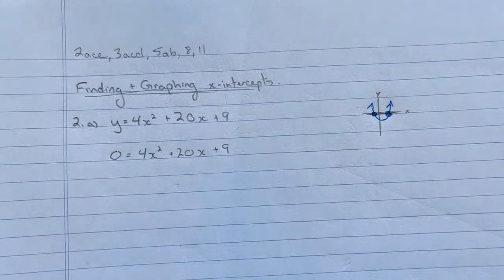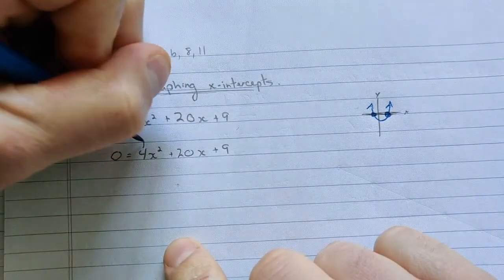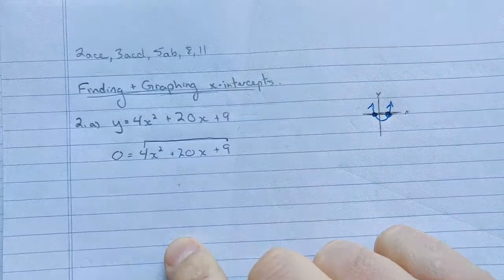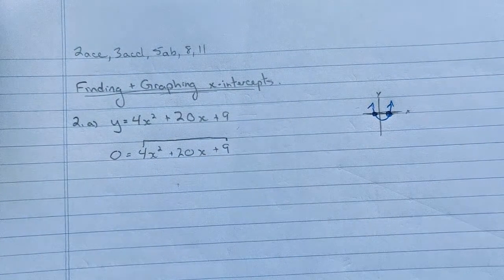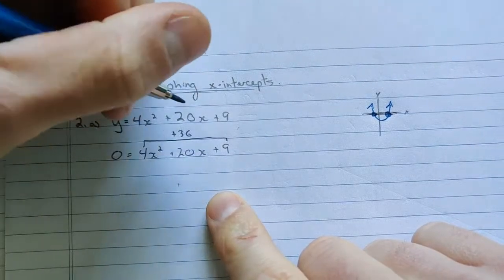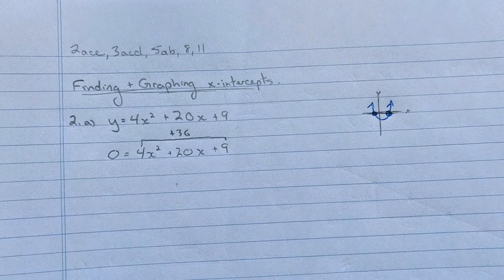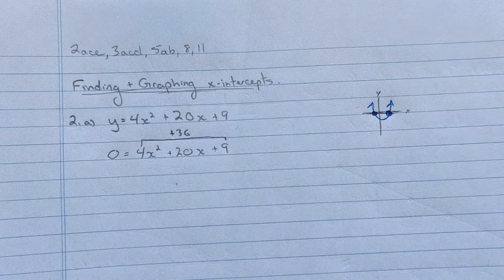In this case, there isn't a common factor between the terms, so what we need to do is multiply that first and last term again. So 4 times 9 gets 36, positive 36. We need two numbers that will multiply to positive 36 and add to 20.